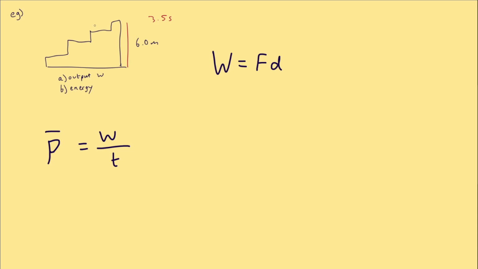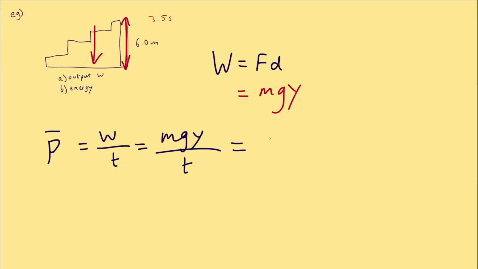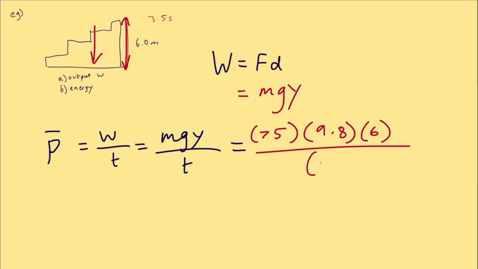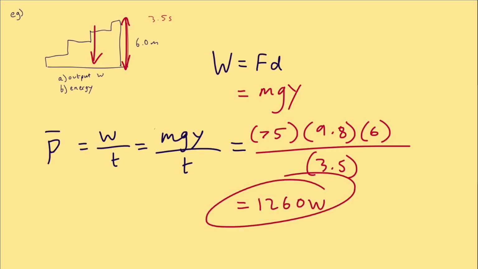Anyway, you are working against gravity. So the force would be mg and the displacement is y. That means we can substitute in some values. So this is mgy over t. And if we sub in our values, let's say you're 75 kilos and gravity is 9.8 and the height is 6 meters divided by time, you get this answer, 1260 watts. That's your output as you sprint up the stairs.